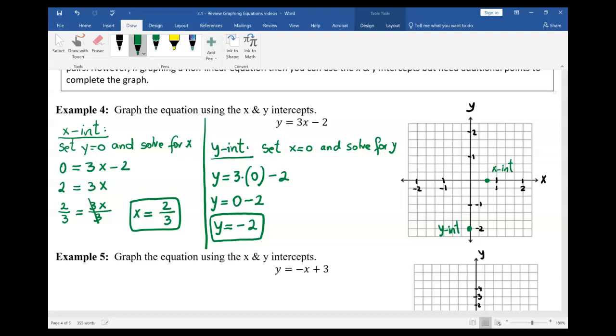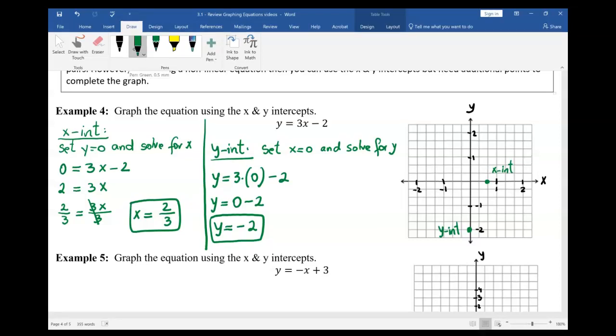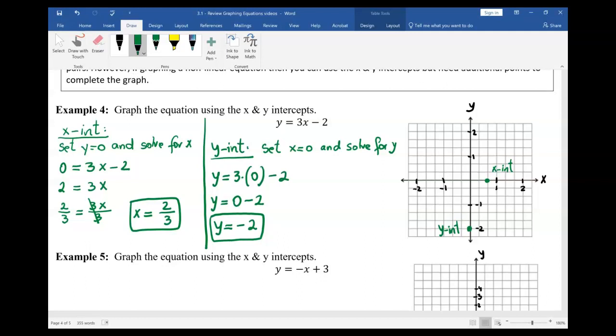Always also label your axis. So horizontal, we have the x-axis. Vertical, we have the y-axis. Now let's connect these 2 points. I'm going to use a ruler. I recommend you do the same. This is the line for the equation y equals 3x minus 2.